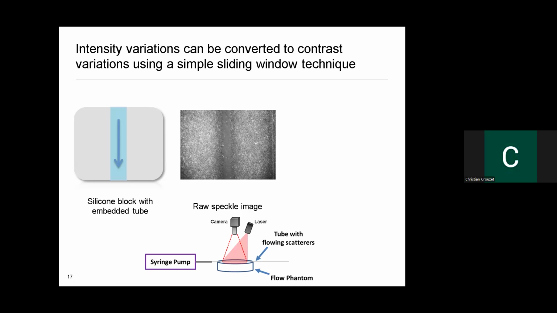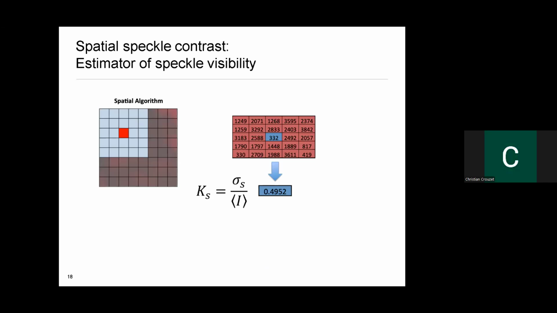So now how can we actually convert this blurring to information that can be more quantitative? To do this, we use a simple sliding window technique as one of the common approaches. The window here that's 5 by 5 is our local window where we can compute our speckle contrast, and that's this KS term here, standing for spatial speckle contrast.